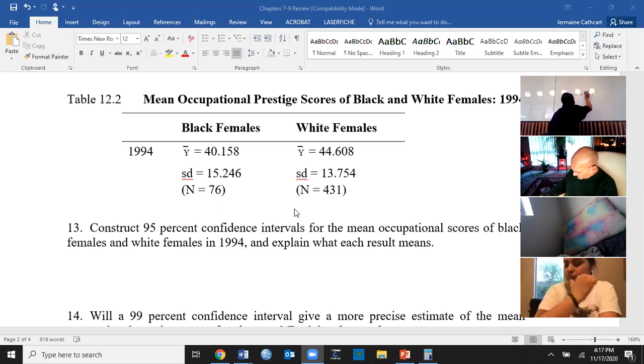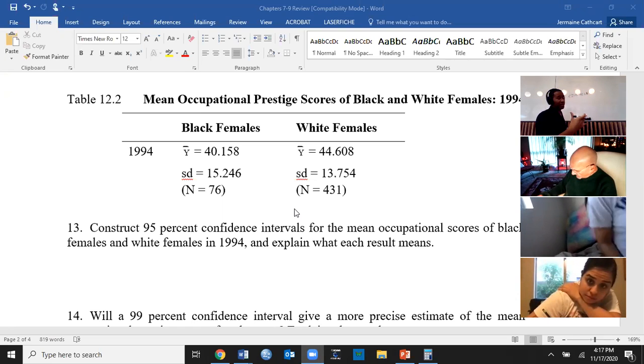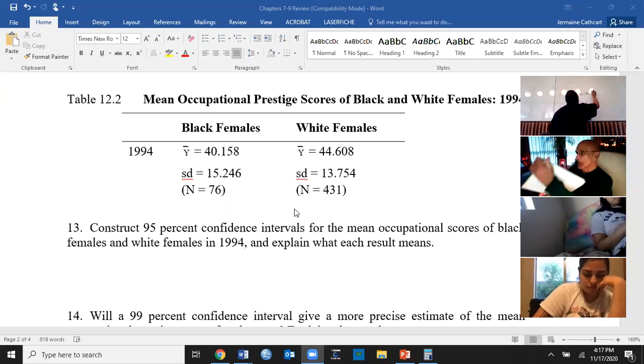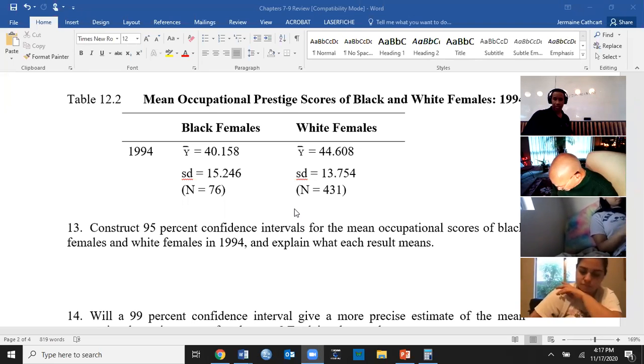Good, so it's 1.96. So just remember that for 95% it's 1.96. For 90% it's 1.65, and then for 99 it's 2.58. Okay, so we have that. Now what we need to find is the standard error of the mean. In order to calculate it, we need to find the standard deviation and the n.